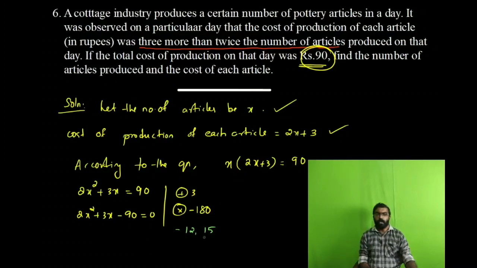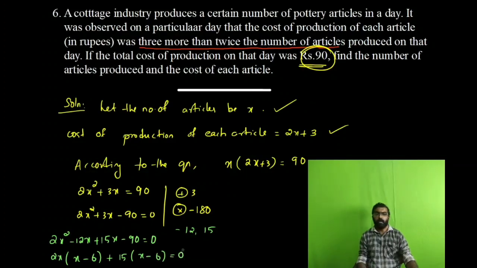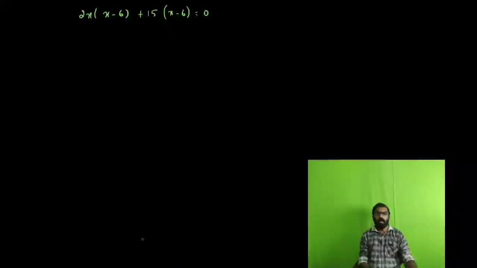So using these numbers, we can split the middle term. Here 2x square minus 12x plus 15x minus 90 is equal to 0. From the first two terms, 2x is common, so 2x into x minus 6, and from the next two terms, 15 is common, so 15 into x minus 6, which is equal to 0. Okay, so here we have x minus 6 as a common factor that we can take out. So x minus 6 into 2x plus 15 is equal to 0, and we can equate x minus 6 is equal to 0 or 2x plus 15 is equal to 0.